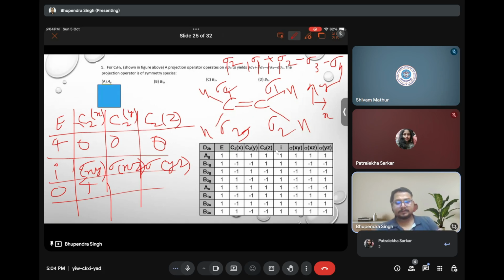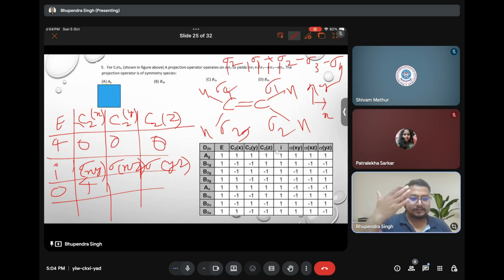For sigma yz, sigma xz. No, this is plane xz. So in the xy plane, this molecule is planar and the plane is the xy plane. So now other than the xy plane, any plane perpendicular to the molecular plane will reflect all the bonds.